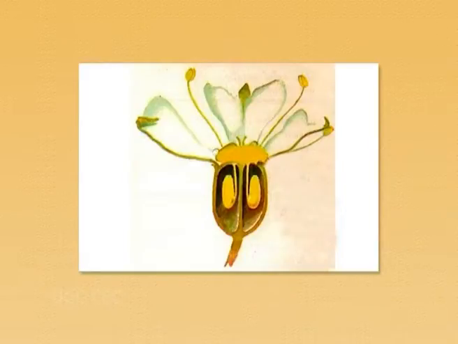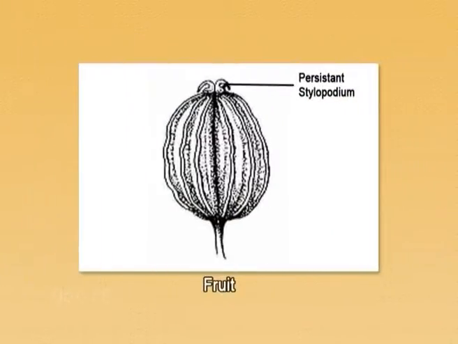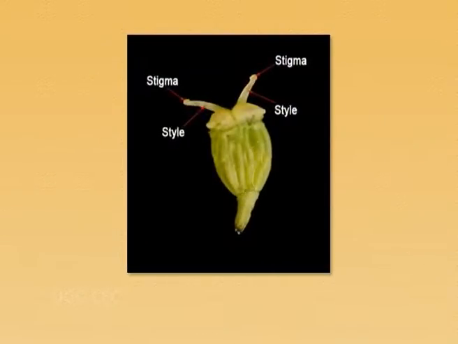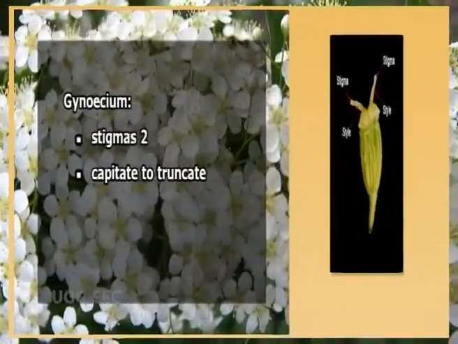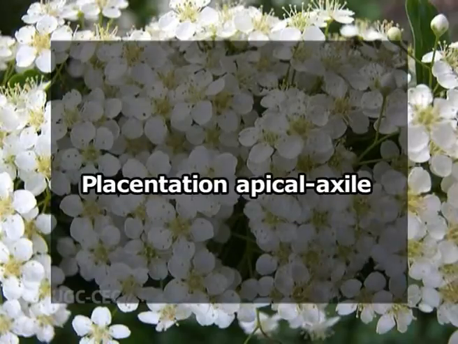The styles are swollen at their base, and they form a nectar secreting structure at the apex of the ovary. This structure which secretes nectar is called stylopodium. In fact, this structure stylopodium is characteristic of Apiaceae flowers. This stylopodium can even persist in its fruit. The stigmas are two. These are capitate in shape or sometimes truncate. They are not papillate, they are non-papillate. The placentation is called apical axile. That means in between apical and axile.